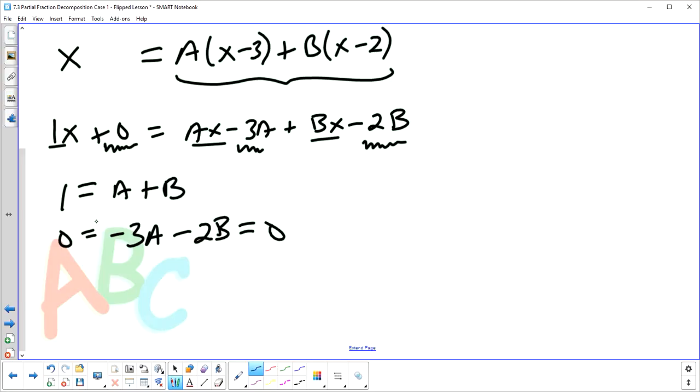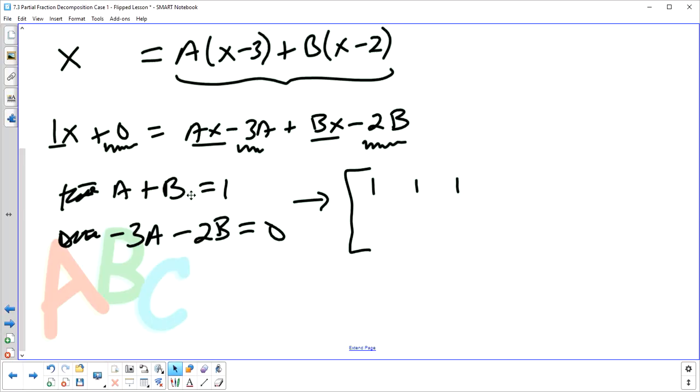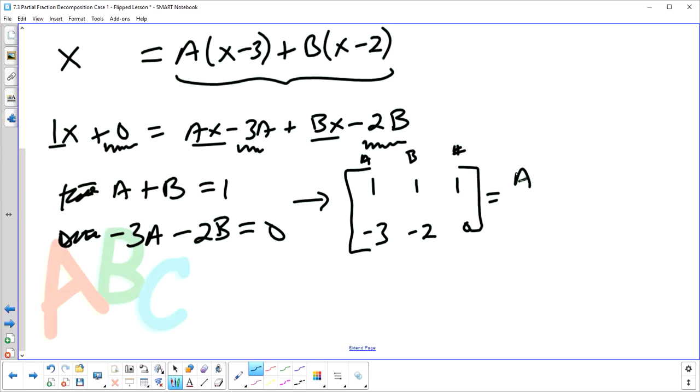And the other thing I'm going to do is turn these equations around. No particular reason other than I'm going to create a matrix with them now, like we were talking about late last week. So we had 1, 1, and 1 would be the first row. Negative 3, negative 2, and 0 would be your constant for that one. So we have your A column, your B column, and your constant column. And if we solve this matrix, we go ahead and plug that into our calculators, we would get that A is equal to 0.4 and B is equal to 0.6.